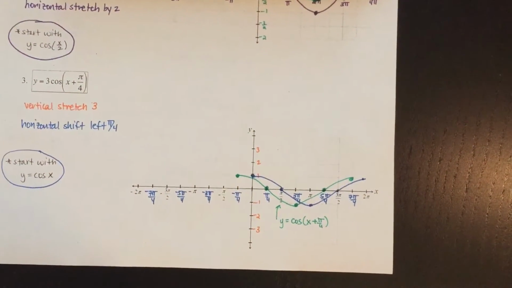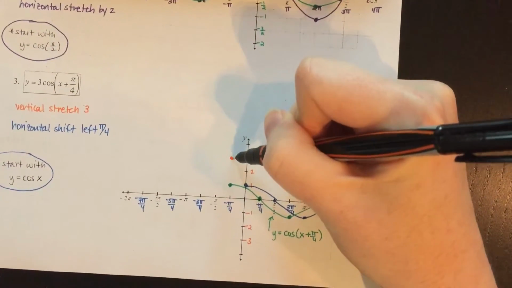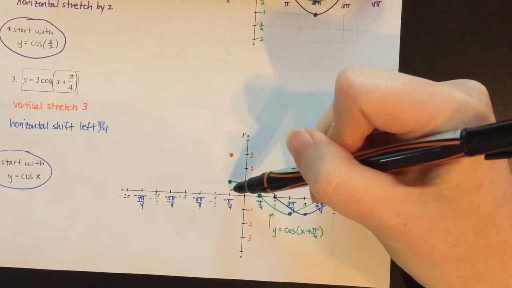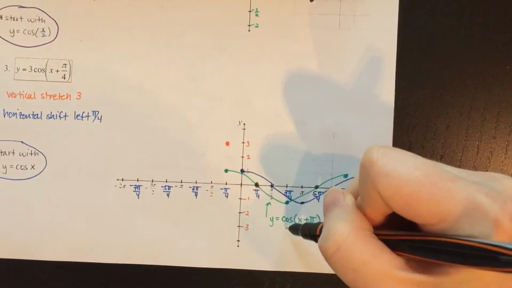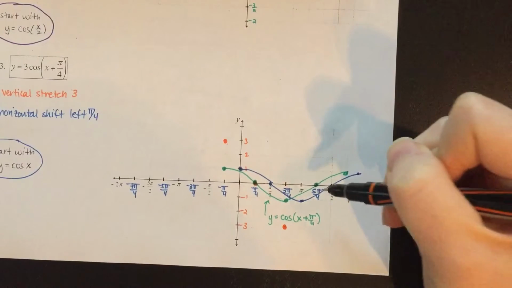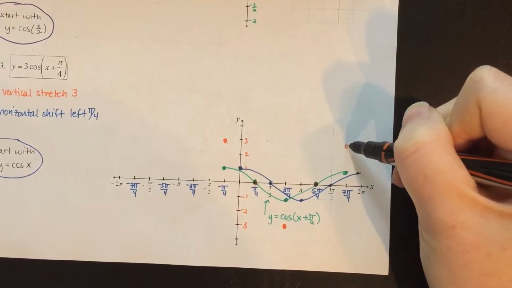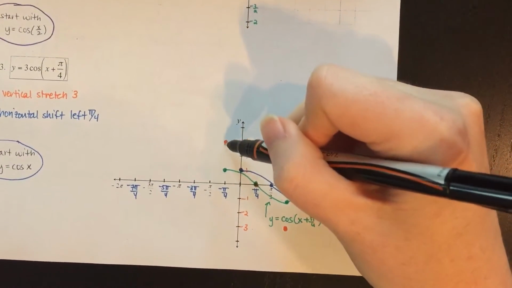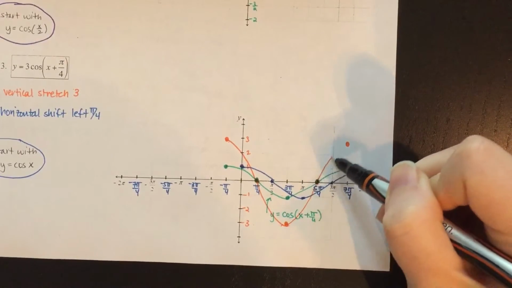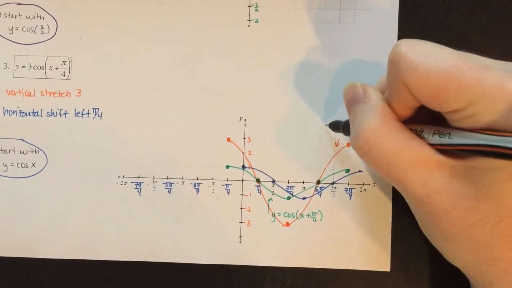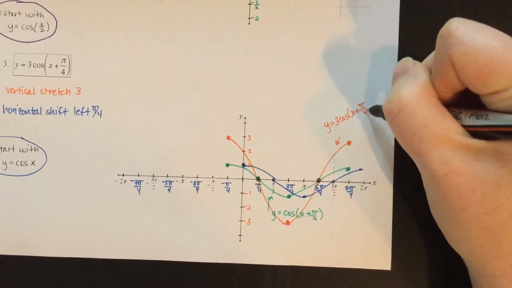So to finish my graph, I just need to take this green graph here and stretch it by a factor of 3. So negative pi over 4, 1 becomes negative pi over 4, 3. Pi over 4, 0 won't stretch, but this point will come down to negative 3. 5 pi over 4 doesn't stretch, but 7 pi over 4 will become 3. So here's one period of 3 cosine x plus pi over 4.